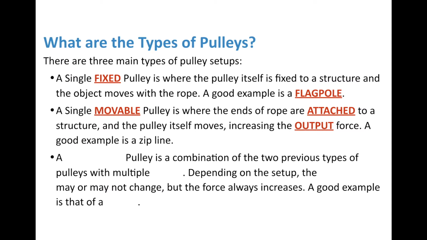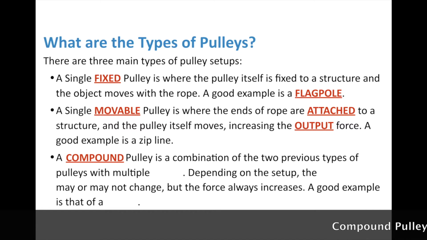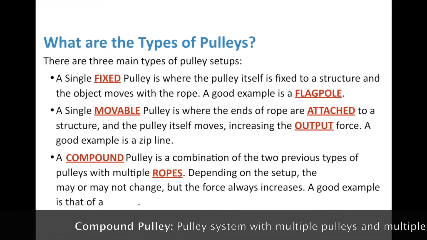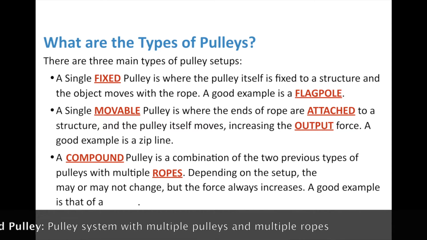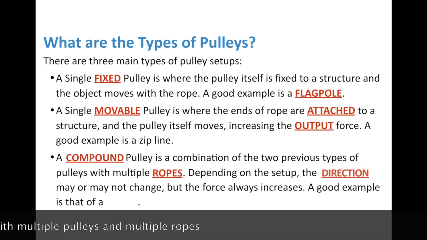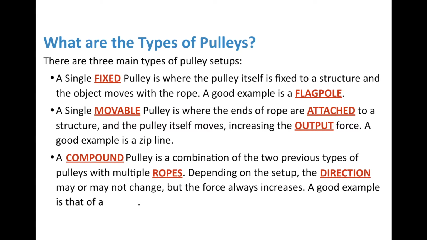The last one is when we put them both together, fixed and movable pulleys. So we have a compound pulley. It's a combination of them, and it has multiple pulleys and multiple ropes. Now, depending on the setup, what may happen is the direction may or may not change, but the force always increases. And this gets really complicated because you add ropes and you add pulleys, and it gets complicated with this, like I said. And a great example is a crane.